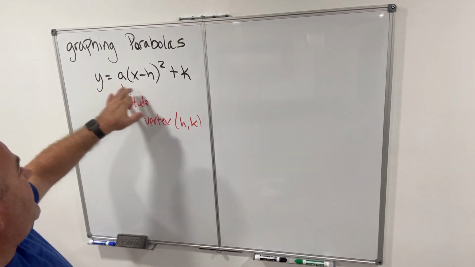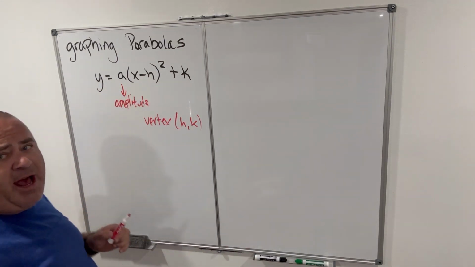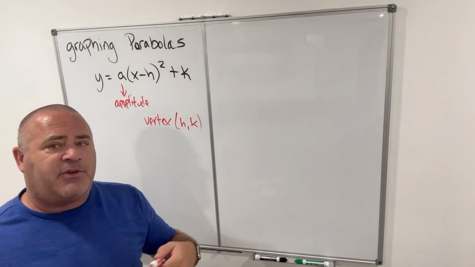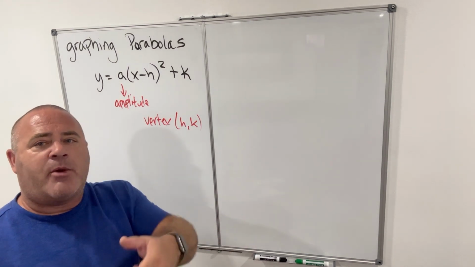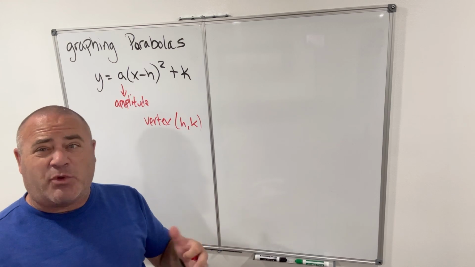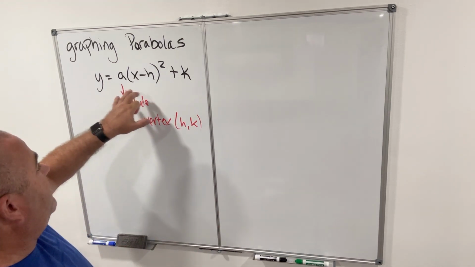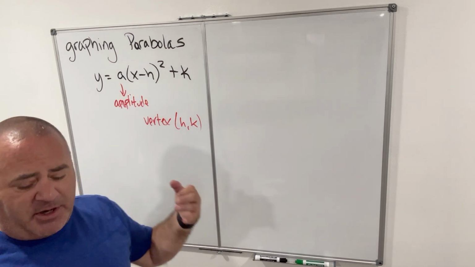Now, in order to get it into this equation, you're going to have to remember how to complete the square. So if you've not completed the square for a while, you may want to go back and watch the video on how to complete the square, because completing the square makes this very easy with any equation to get it into this form so you can see exactly what's happening with an equation.